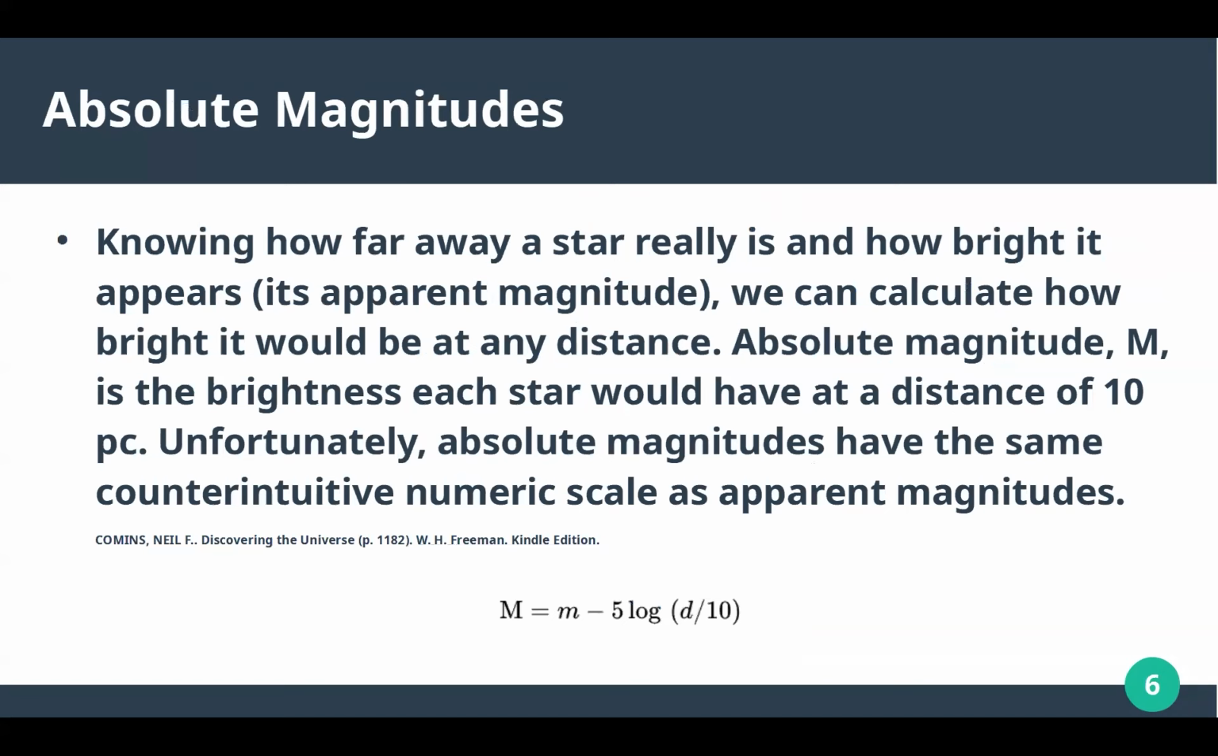Absolute magnitude is therefore the brightness each star would have at a distance of 10 parsecs. Unfortunately, absolute magnitude has the same counterintuitive numerical scale as apparent magnitude, but it is given by big M equals little m, the apparent magnitude, minus 5 times log of the distance in parsecs divided by 10.